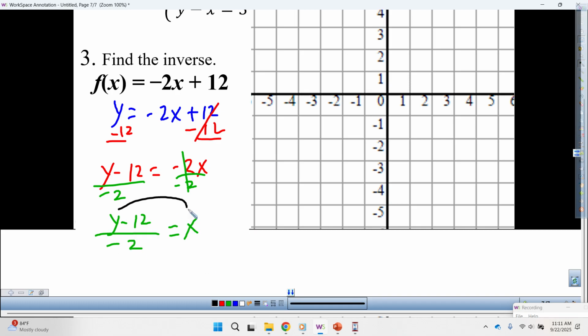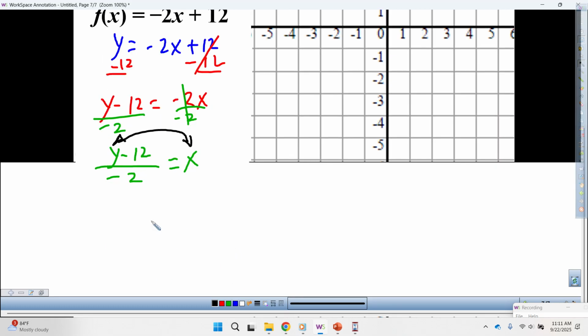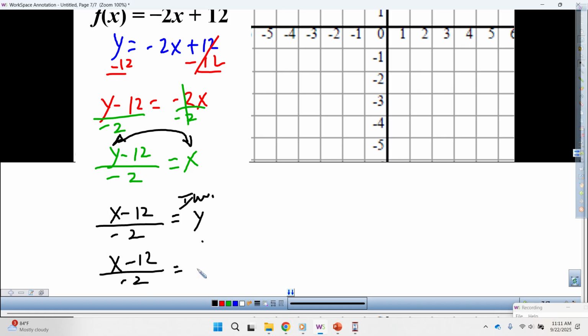Is that the inverse? No. We need to swap the variables. So we end up with (x minus 12) over -2 equals y. This is the inverse. However, we need it in function notation. (x minus 12) over -2 equals f inverse of x. Yes.